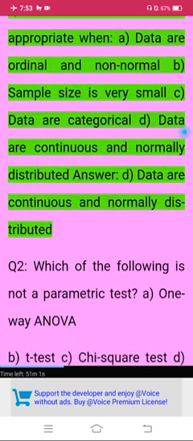Practice MCQs. Q1. Parametric tests are most appropriate when: A. Data are ordinal and non-normal. B. Sample size is very small. C. Data are categorical. D. Data are continuous and normally distributed. Answer: D. Data are continuous and normally distributed.